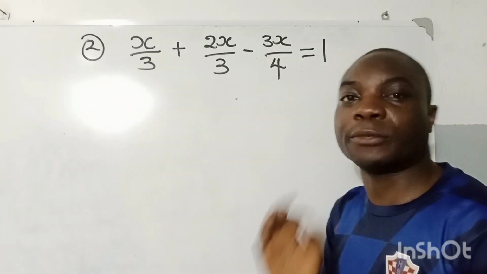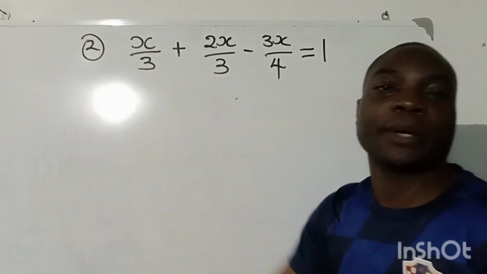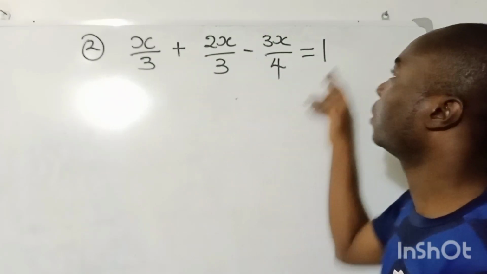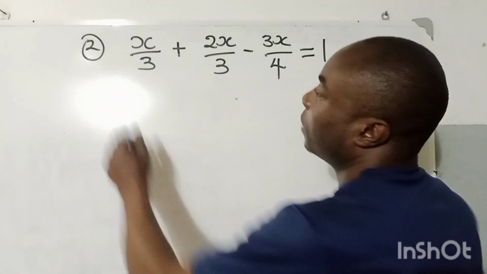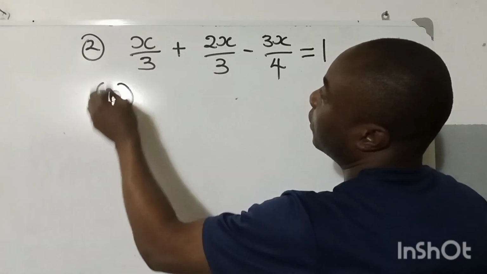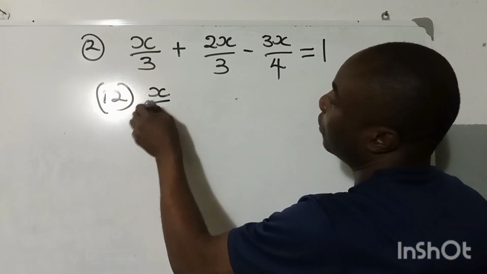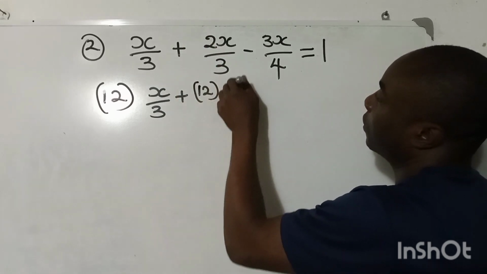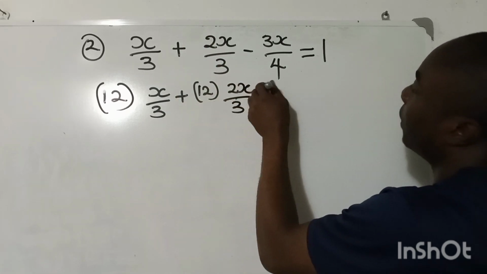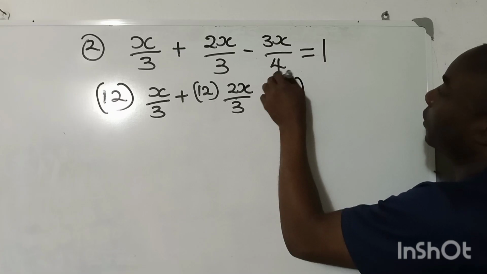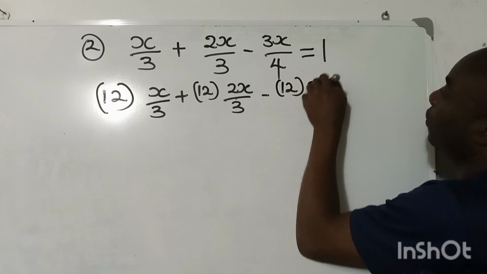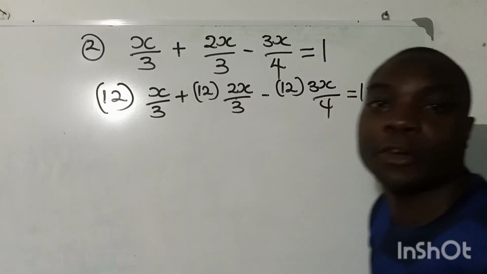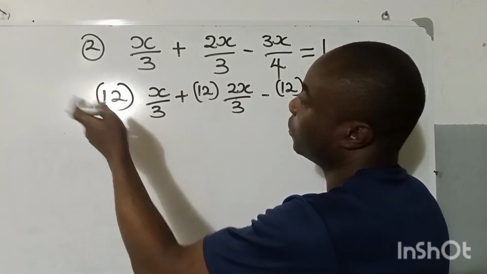So having known that the LCM is 12, we'll multiply through by the LCM. We'll multiply this fraction by 12, multiply this by 12, multiply this by 12, and this also by 12. So we can put our 12 in brackets. Then we'll have x over 3 plus 12 in bracket again, 2x over 3, then minus 12 in bracket again. Then we'll have 3x over 4, and that's equal to 1 times 12. All right, so the next thing to do is to reduce these expressions.